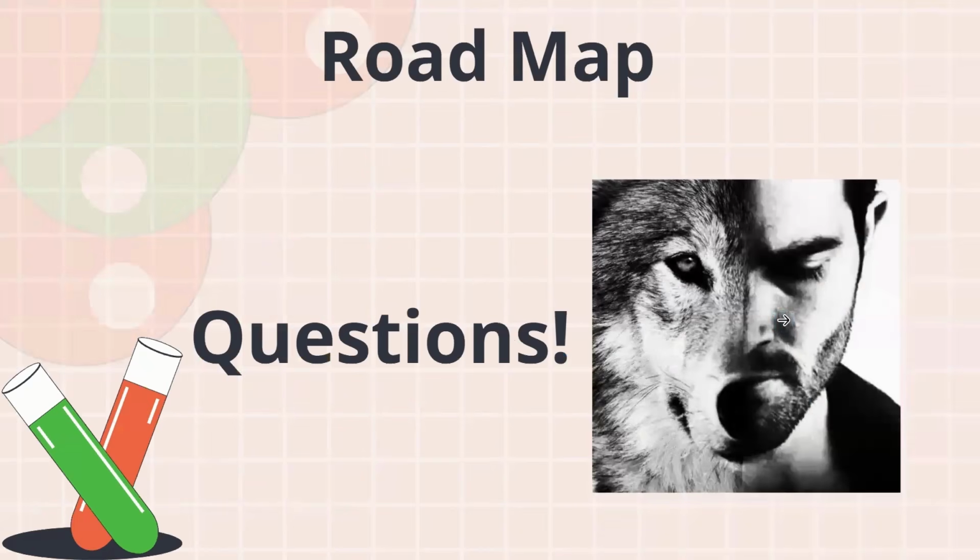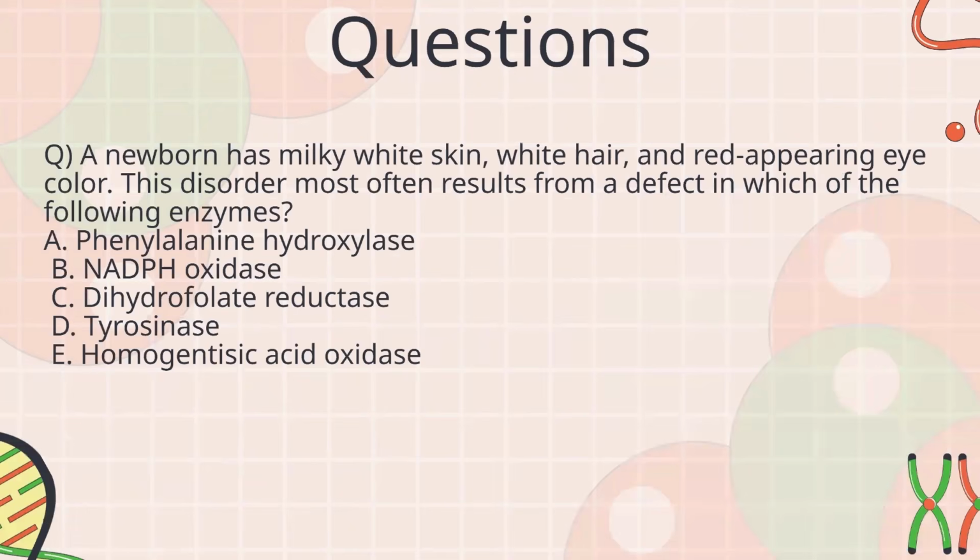So yeah, some questions, guys, and I apologize for the pictures. A newborn has milky white skin, white hair, and red-appearing eye color. This disorder most often results from a defect in which of the following enzymes? If you said D, tyrosinase, you are correct, because we already talked about how tyrosinase forms melanin. And if we have a defect in melanin, it's bad. And don't get confused here with phenylalanine hydroxylase, because most of the time we're talking about melanin, and melanin is mainly formed from the conversion of tyrosine, rather than phenylalanine, because there it has neurodegenerative disorders.